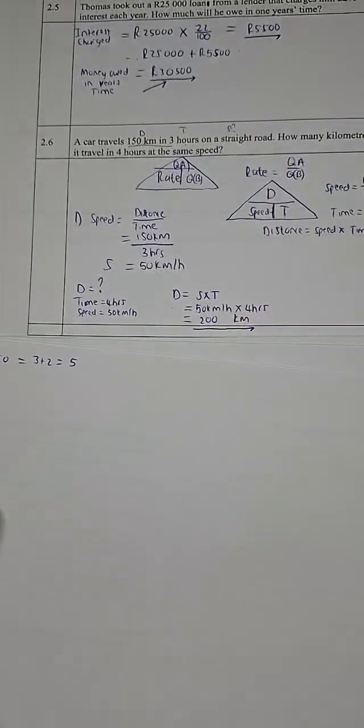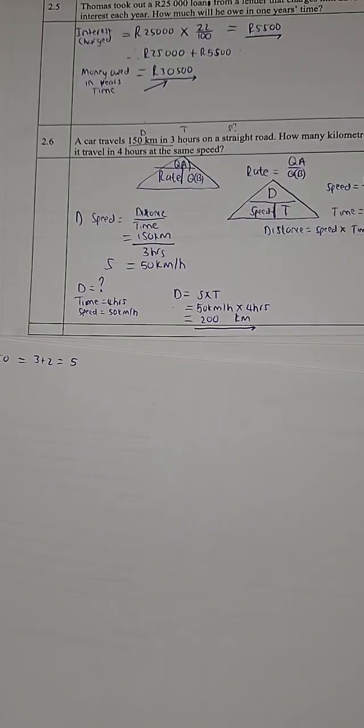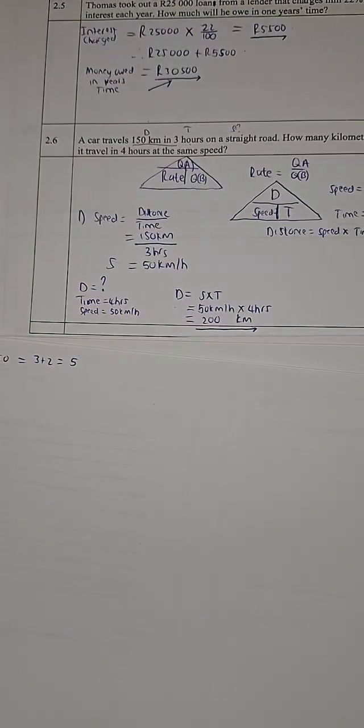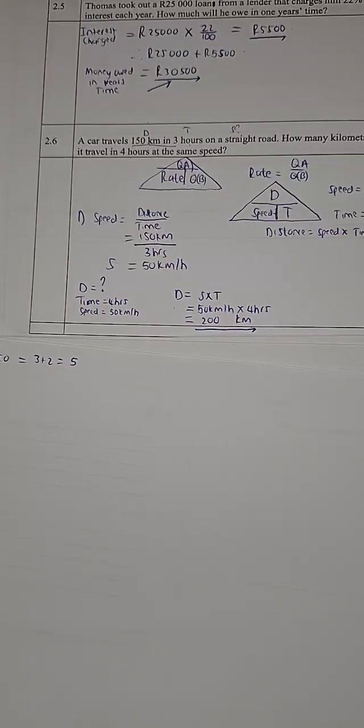We have 200 kilometers. So all of you that said 200 kilometers are 100% correct. But what the examiners need to see on your paper is the step-by-step working out. If they don't see that, then it's very hard for them to give you the marks.